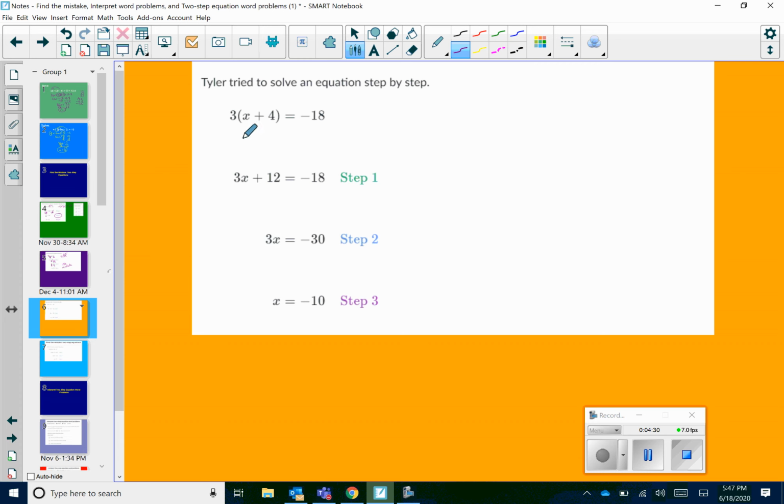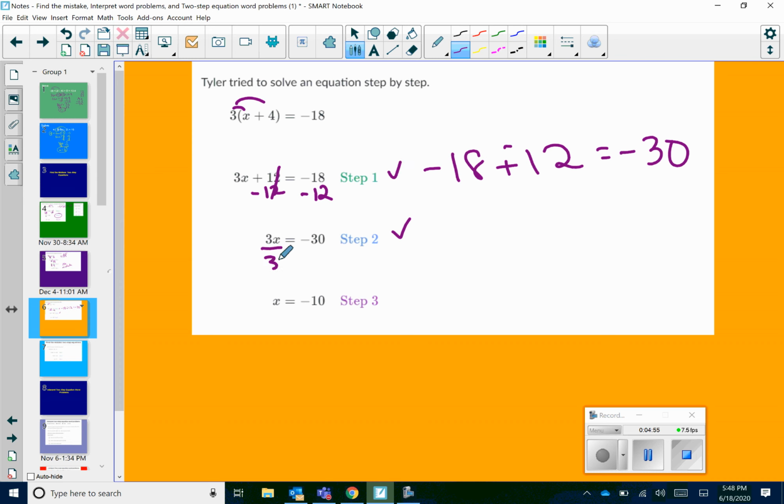Okay, here there's distribution again. Let's take a look. My first step, it looks like they went ahead and did that distribution step. So that leaves us with 3x plus 12 equals negative 18. Next, we're going to subtract 12 on both sides. Negative 18 minus 12, keep change. That's going to give me a negative 30. So 3x equals negative 30 looks good.